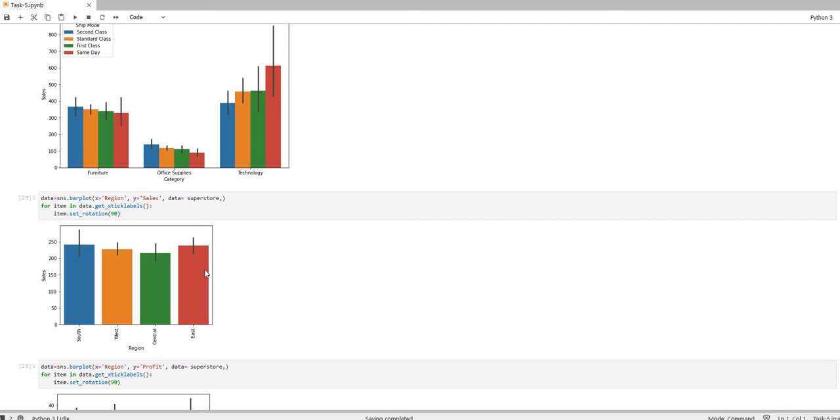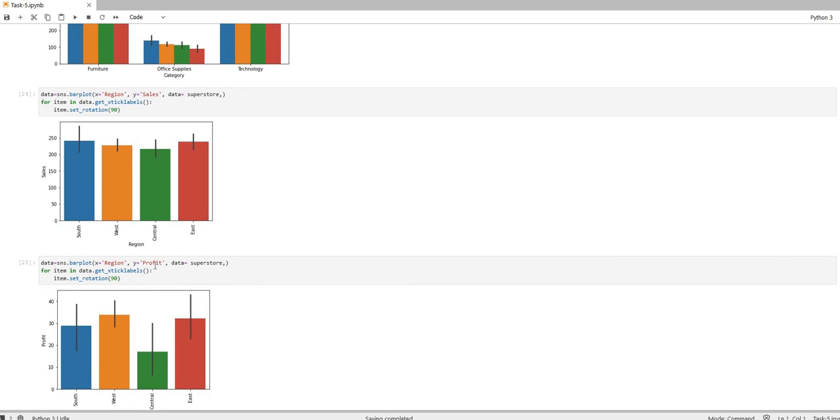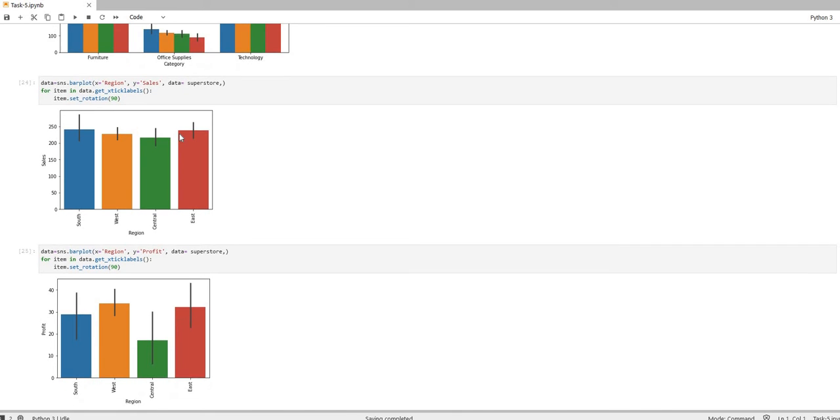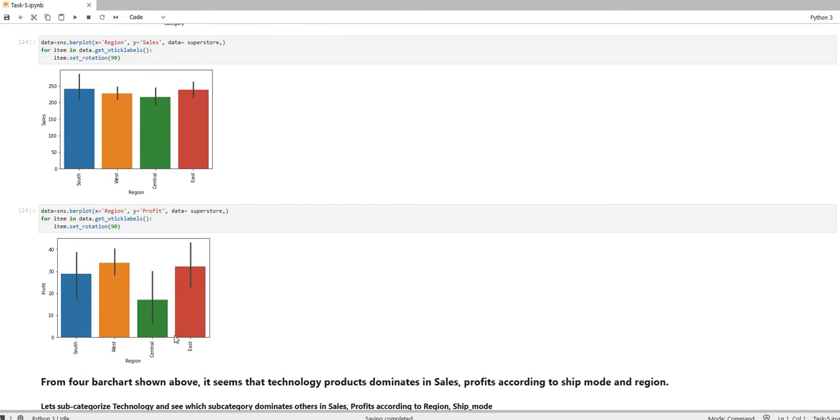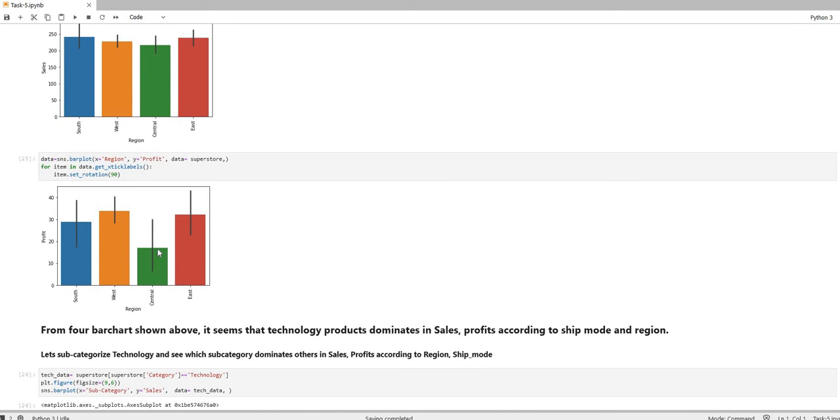Here I have plotted region versus sales to see which region has the most sales, and here is region versus profit. In these two pictures, the main difference is in the central region. Though the central region has relatively good sales, it has very low profit.